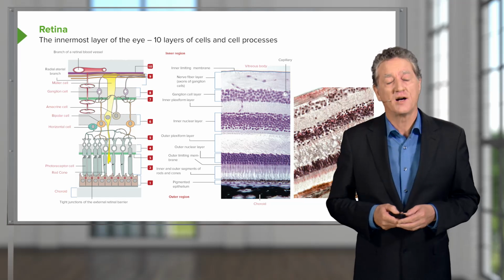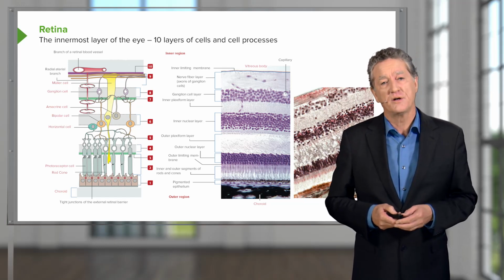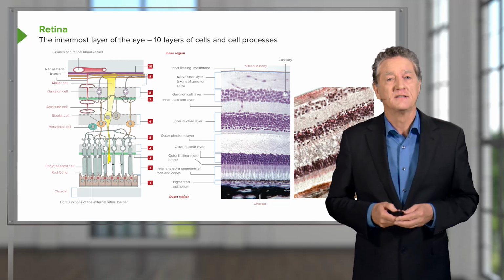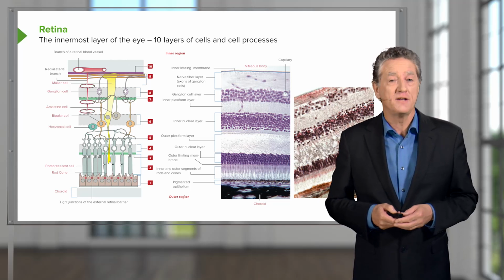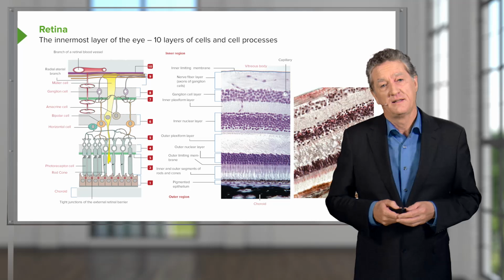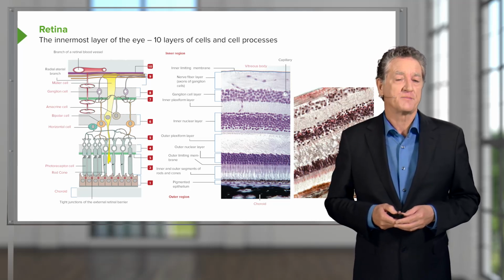There are, in fact, about 120 million rods and only about 5 to 7 million cones. So about 125 to 127 million photoreceptors. There's only 1 million ganglion cells. So each ganglion cell, therefore, sends impulses from a combination of these photoreceptors.